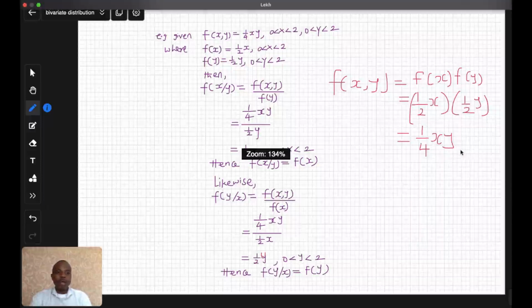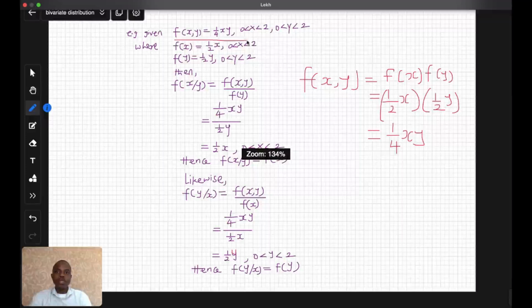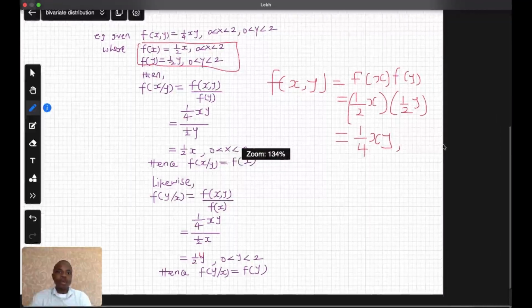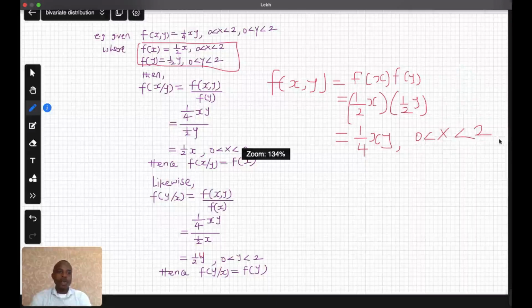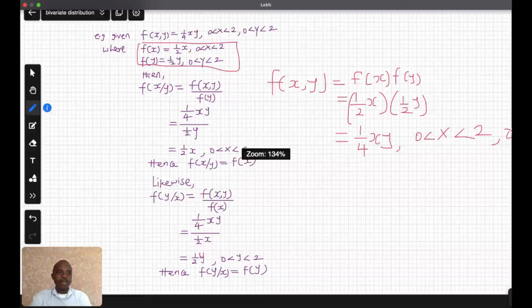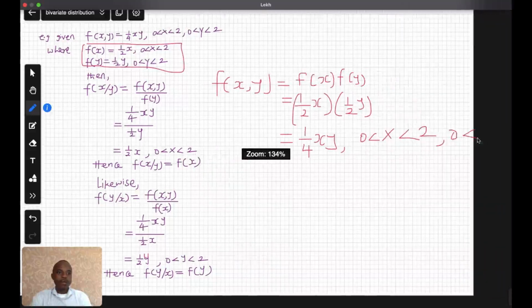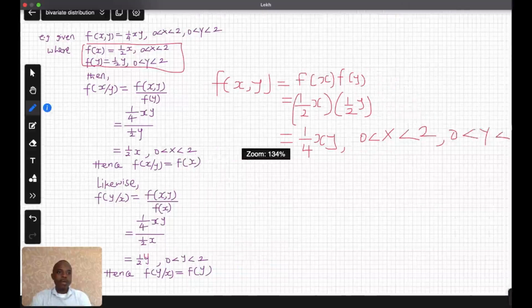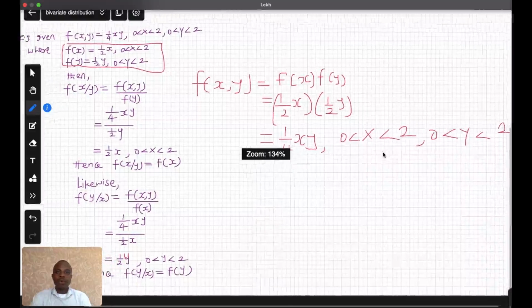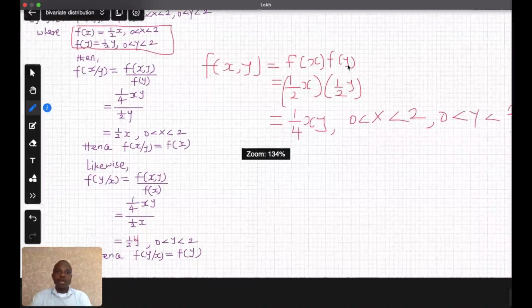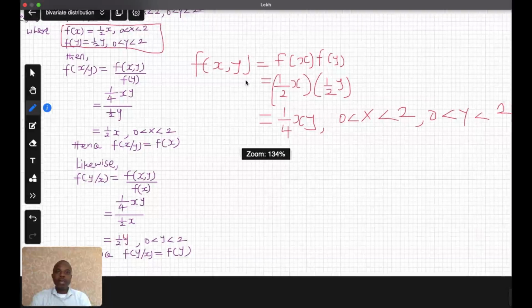for x and y. The only thing we just need to do is, considering what we were given, because we have a joint distribution, now we just have to say, comma, 0 is less than x is less than 2. That's the range of values for x, and then 0 is less than y is less than 2. That will be the range of values for y. So you find out that by multiplying the two distributions, we actually obtained our joint distribution. So it means that they are independent.